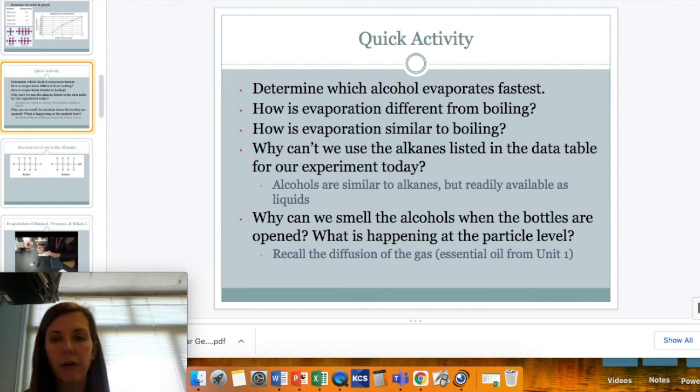Why can we smell the alcohols when the bottles are open? What's happening at the particle level? So think about the diffusion of a gas. We did this in Unit 1, though virtually it was really hard to smell the essential oil. But just think about how a smell protrudes through your house, and think about what those particles are doing, okay?